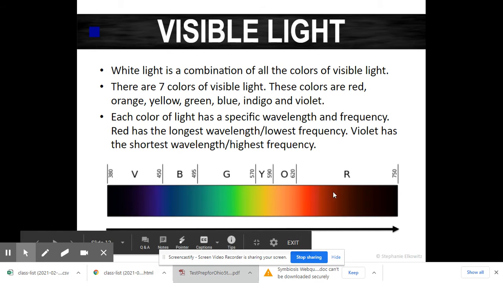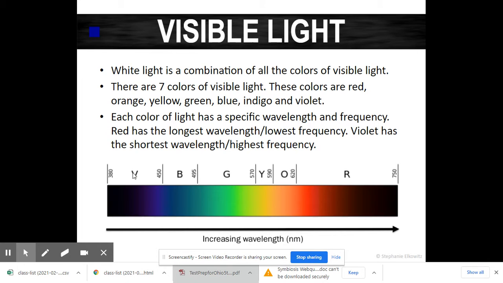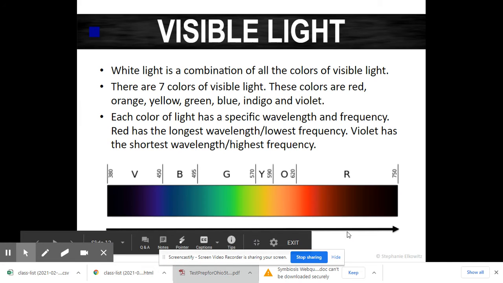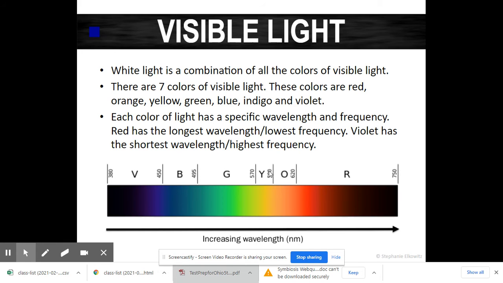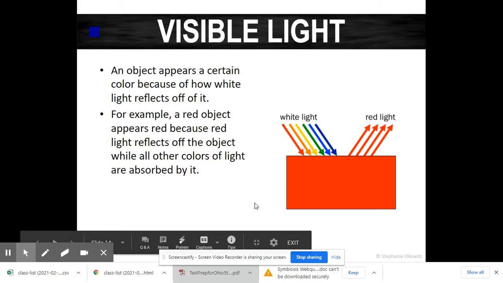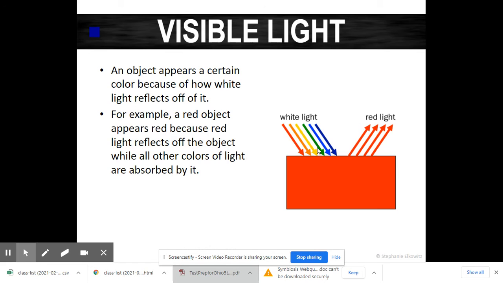So in this specific diagram, it is going from shortest wavelength, violet, then blue, then green, then yellow, orange, and red has the longest wavelength, lowest frequency. So it's going in order of increasing frequency or wavelength, same thing. So still on visible light.